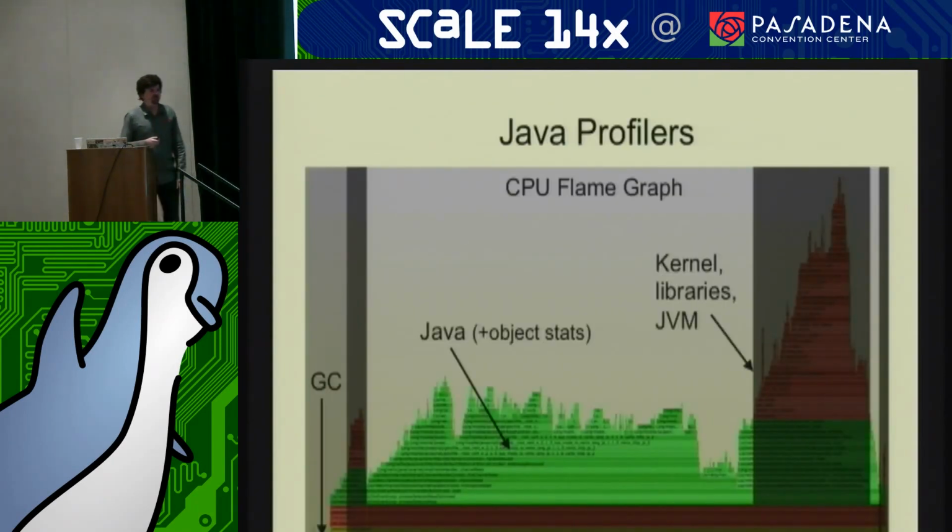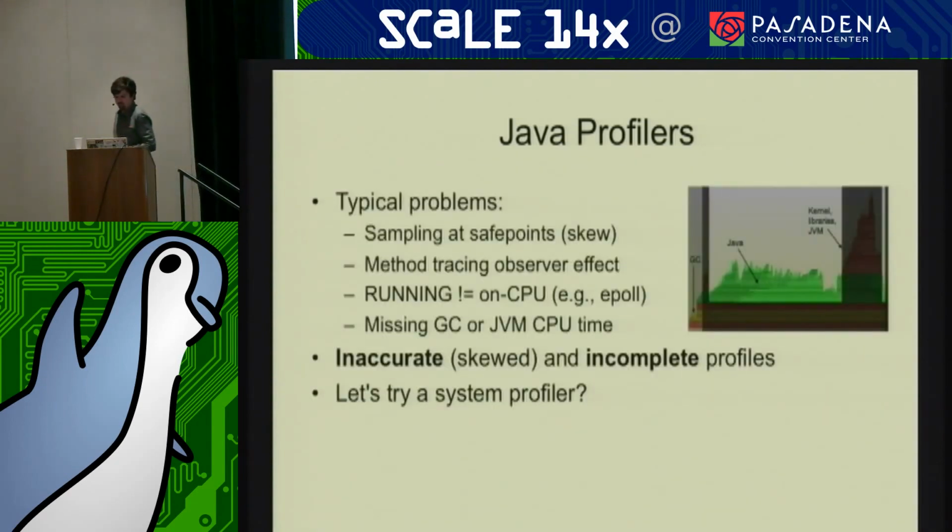Visibility. So when we tried to do this, we found you can use Java profilers, which Netflix runs a lot of Java, and they typically will show you the Java code, which I've colored green, but they can't see outside of the JVM. So I can't see kernel libraries. I have some visibility of GC. And there were various other problems with those profiles as well. Inaccurate or incomplete profiles.